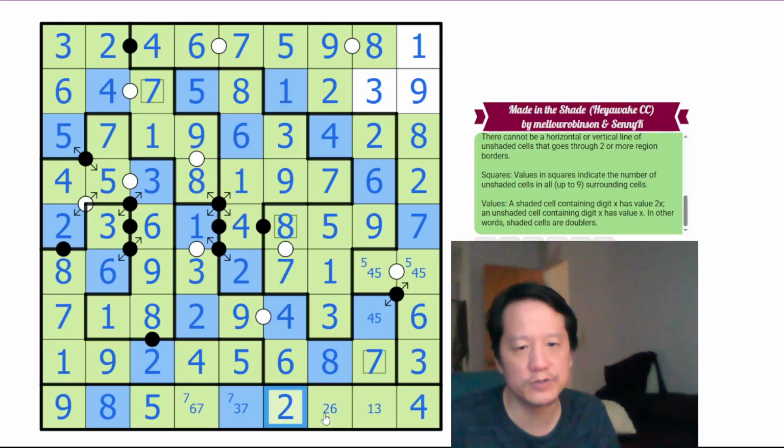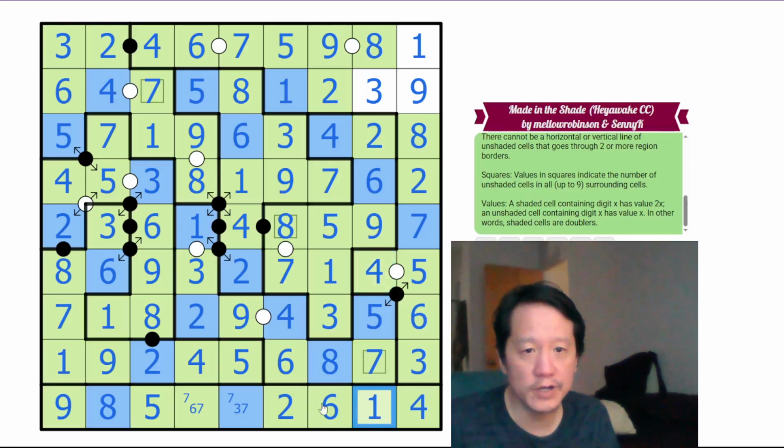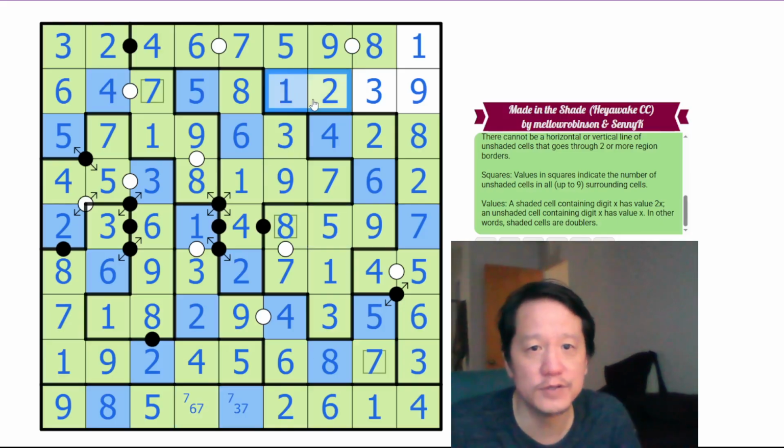No 1 or 4 here, it's 2, which makes that 6. 4 eliminates 4 here, so it's 5, which is double of 5 there. That's 4. This is 1. And these will be filled out. We just want to fill this out.